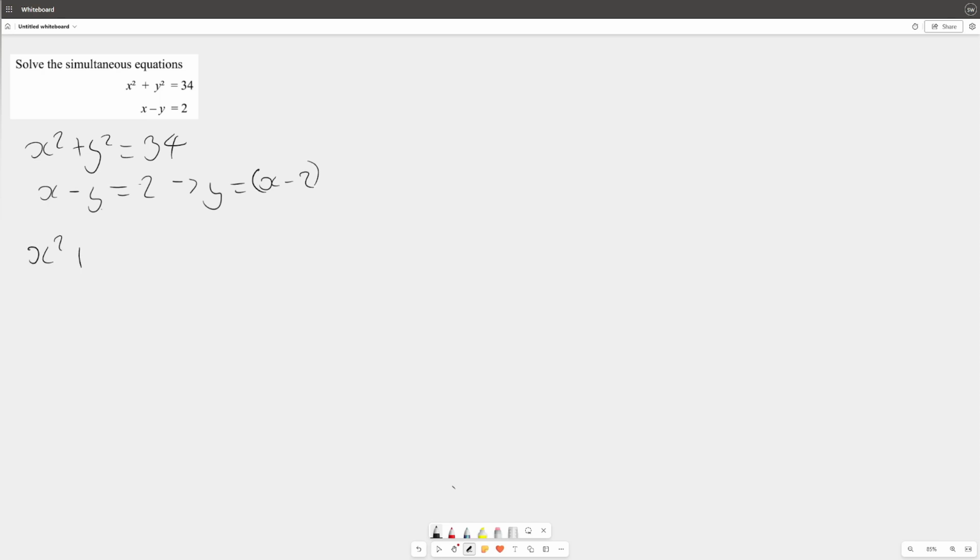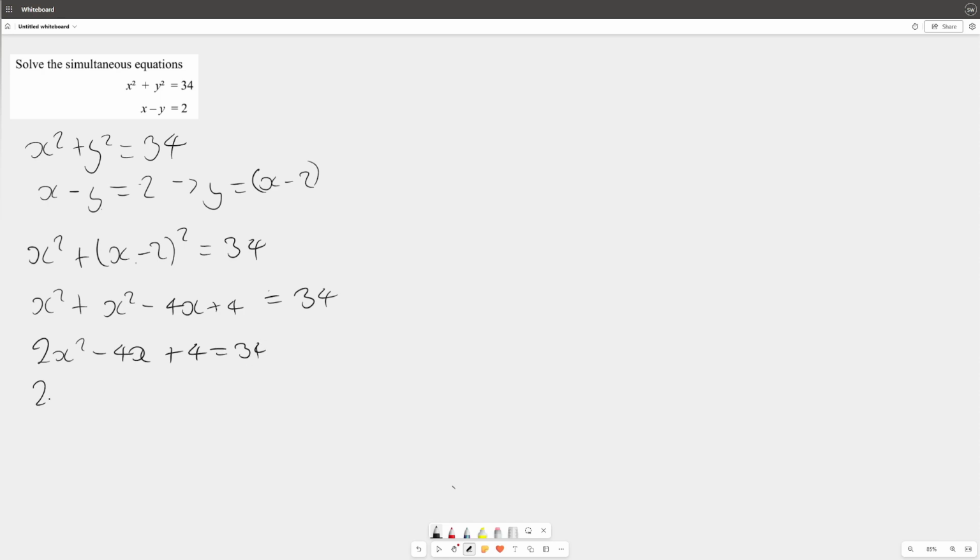So I get x squared plus y squared, which is x minus 2 squared, is equal to 34. I can expand this bracket here, so x squared plus x squared minus 4x plus 4. Since I'm doing an x times a minus 2 and an x times another minus 2 is minus 4x. And then 2 times by itself is 4, and you've got the double negative, which is a positive. And this is equal to 34. So I can collect my like terms. So 2x squared minus 4x plus 4 equals 34.